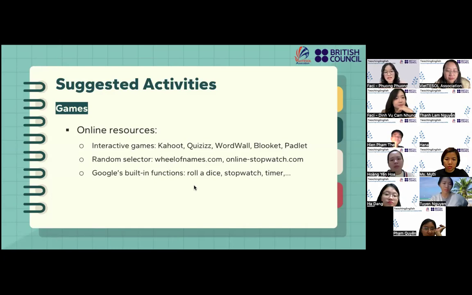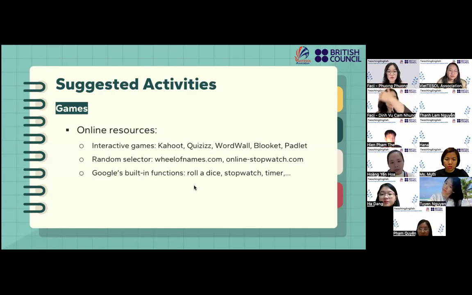Or sometimes you can save time by just using Google's built-in function, like typing into the search bar to roll a dice or stopwatch or timer, and use these tools really conveniently.